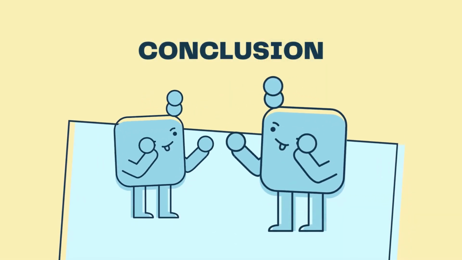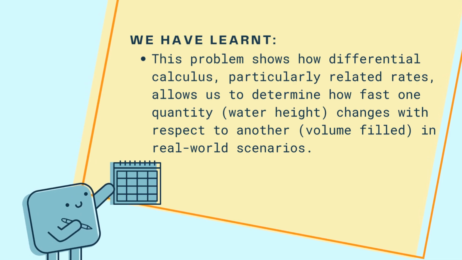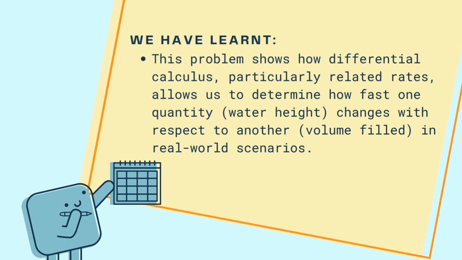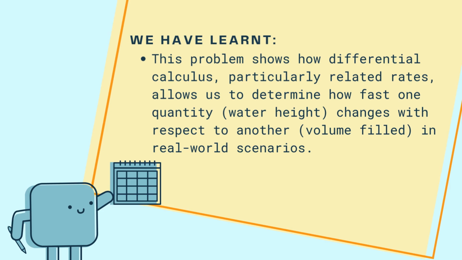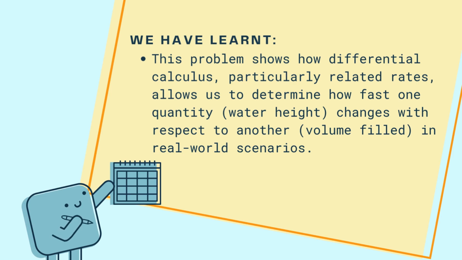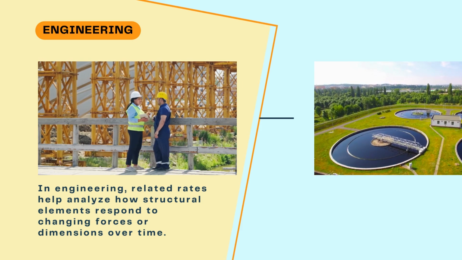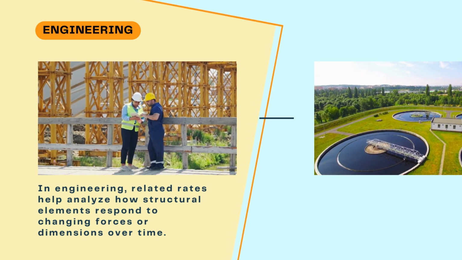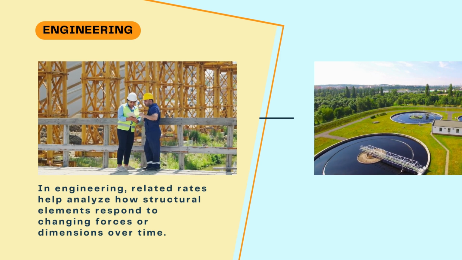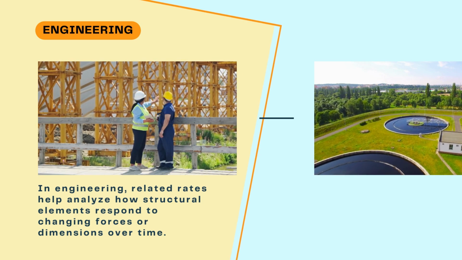Conclusion. This problem shows how differential calculus, particularly related rates, allows us to determine how fast one quantity, water height, changes with respect to another, volume, in real-world scenarios. Such applications are useful in engineering, water management, and environmental studies. In engineering, the flow of liquids into tanks or pipes needs to be monitored and controlled precisely for safety and efficiency.